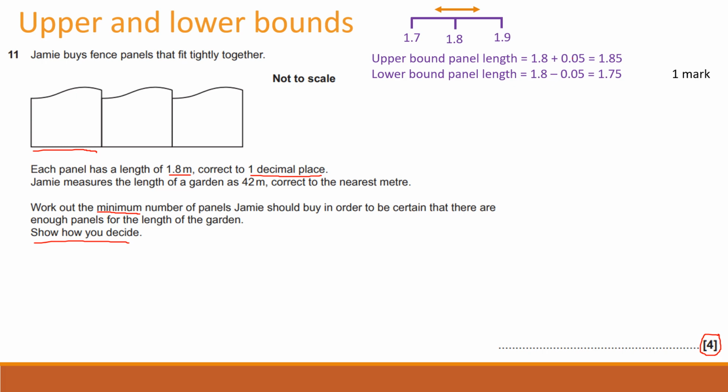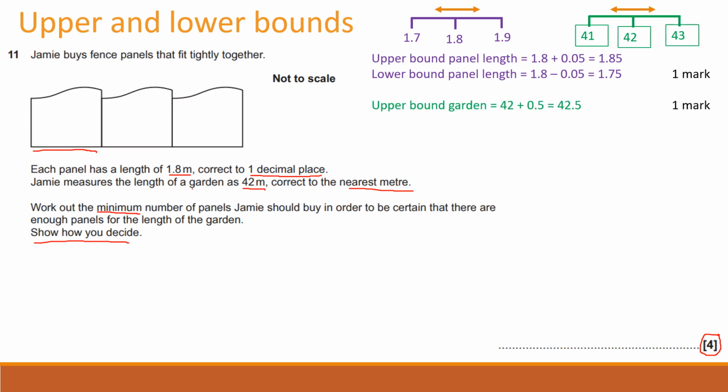Now I'm going to do a similar thing with the length of the garden. Now the garden, we're told, is 42 meters, and this is correct to the nearest meter. So this time I'm going to take the number 42, and I've got a meter below, which is 41, and a meter above, which is 43, and I'm going to look at the upper and lower bound, which is the distance between the orange arrow that's just appeared above that green diagram. So this time it's nearest meter, so that's 1 meter, and half of 1 meter is 0.5. So I'm going to do 42 plus 0.5 for my upper bound, which gives me 42.5 for 1 mark, and then 42 minus 0.5, which is 41.5.